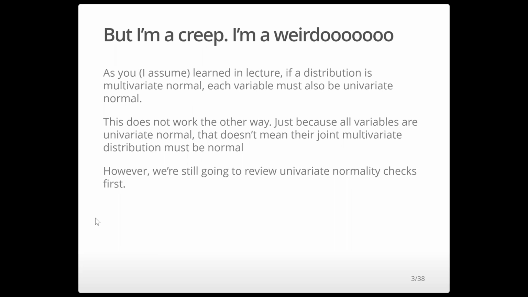As I believe was or will be talked about in lecture, if a distribution is multivariate normal, it also means that each individual univariate distribution must be normal. This doesn't go the other way around. We can't assume just because all variables are univariate normal, that means their joint distribution is multivariate normal. But if a distribution is multivariate normal, it does mean all the univariate distributions must be normal. So we're going to review univariate normality checks first.